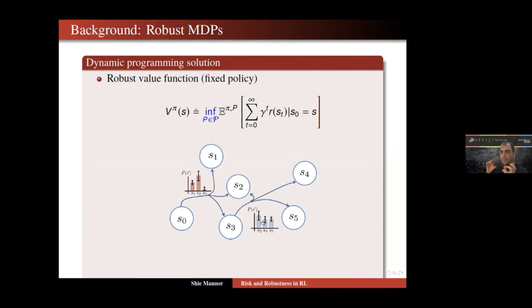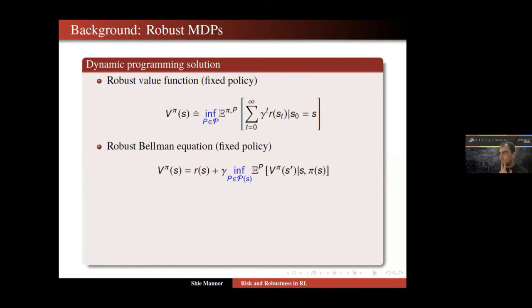So the sampling process involves me choosing a state and choosing an action, and then nature choosing the worst possible model against me, and so forth until the process continues. So you can show that for a fixed policy, there is a nonlinear, but nevertheless not too difficult, Bellman equation. This is a fixed point equation for trying to solve for V of pi.